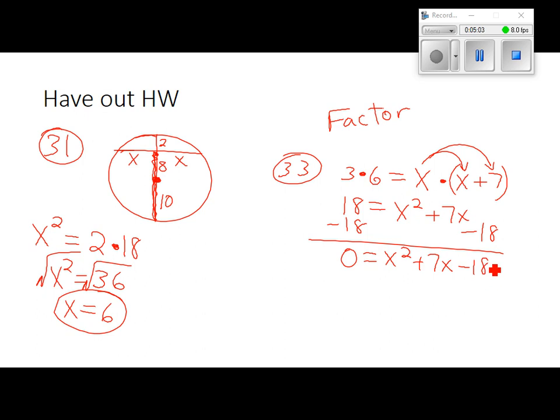If you don't like it written this way, move that 0 to the other side. It doesn't change anything. It might be more like what you are used to seeing.